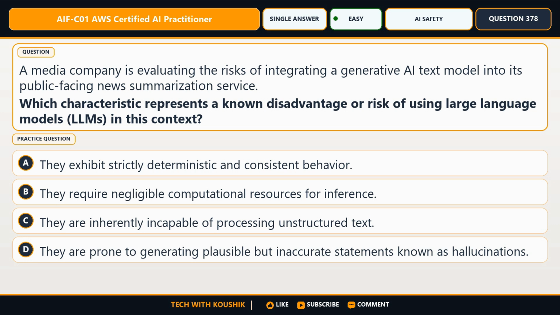Now compare the choices one requirement at a time. Option A is they exhibit strictly deterministic and consistent behavior. Option B is they require negligible computational resources for inference. Option C is they are inherently incapable of processing unstructured text. Option D is they are prone to generating plausible but inaccurate statements known as hallucinations.